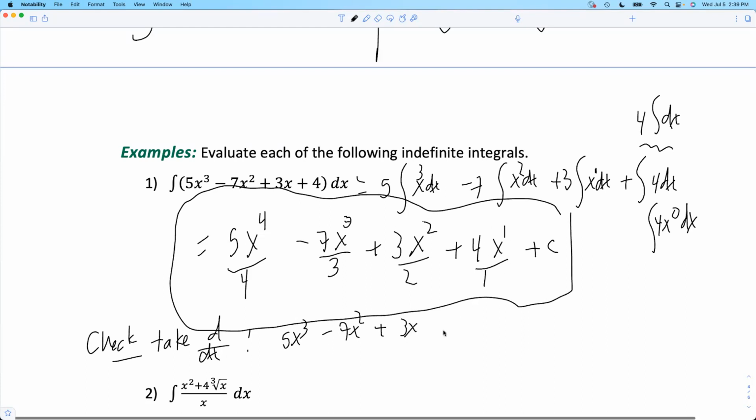What's the derivative of 4x? That's just plus 4. What's the derivative of any constant? 0. I mean, I could write plus 0, but there's no need to. Is that what I started with? Yes, it's exactly what I started with. So this is the general antiderivative of that function.